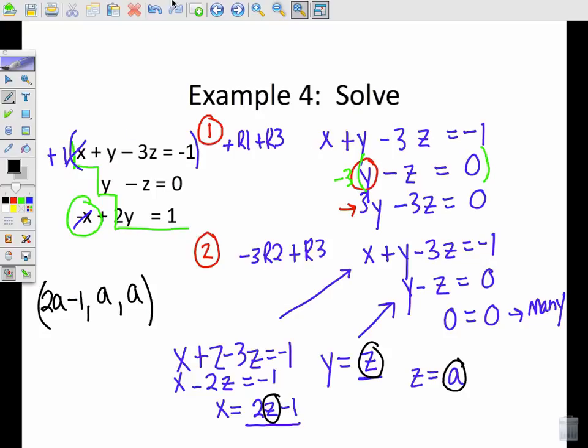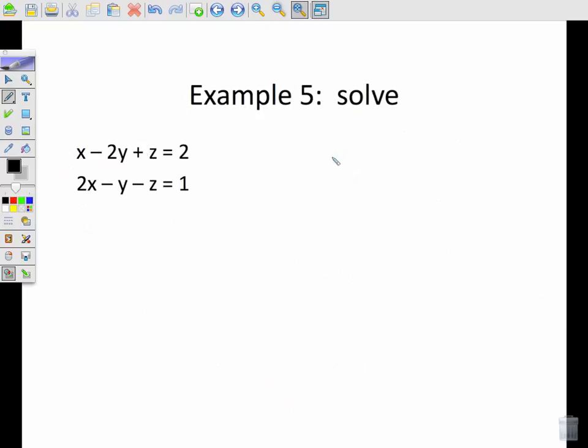All right, let's try another one with many solutions. Here you can see that we are given an equation with 3 variables but only 2 equations. We still want to follow the same process, so we are going to take the x and try to eliminate my 2x. I can multiply by a negative 2, and let's just see what happens. So negative 2 row 1, add to row 2.